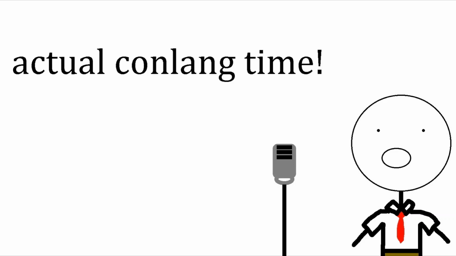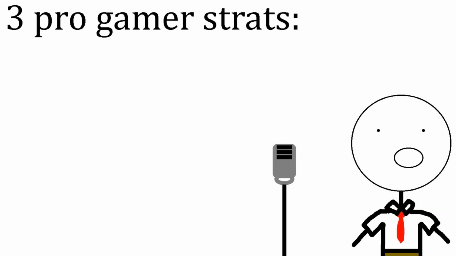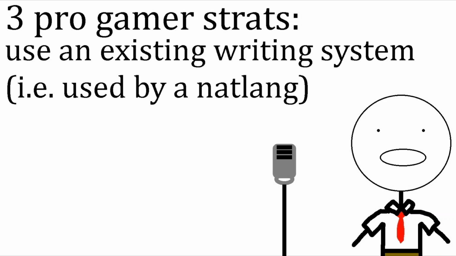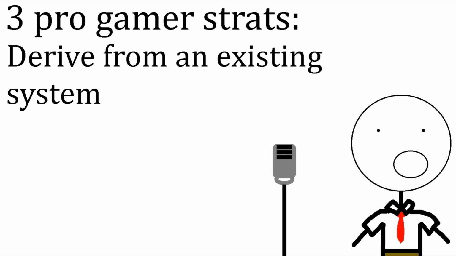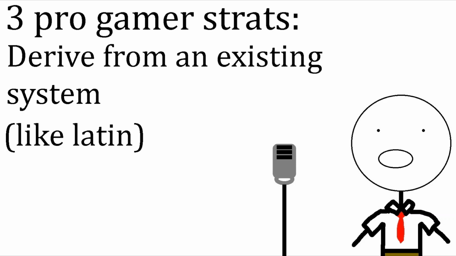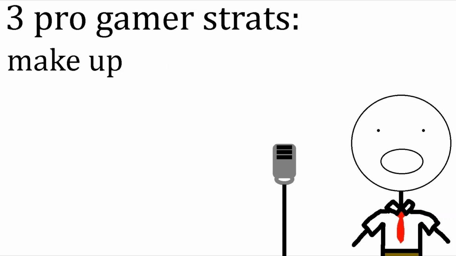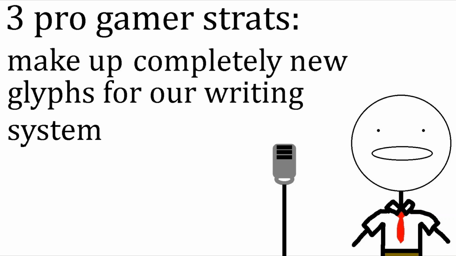Now that we understand the writing systems of the world, I think it's time we start putting this to our conlang. So there are 3 main ways I can think of that we could do this. We can either use a currently existing writing system. We can partially make a new writing system by deriving from an old one, such as how Latin took influence from both the Greek and Etruscan alphabets. Or what we can do is make up completely new glyphs for any one of the writing systems.